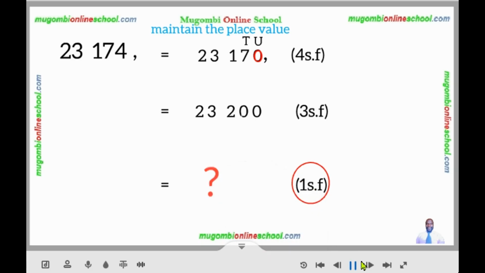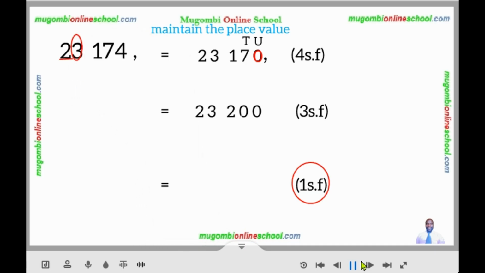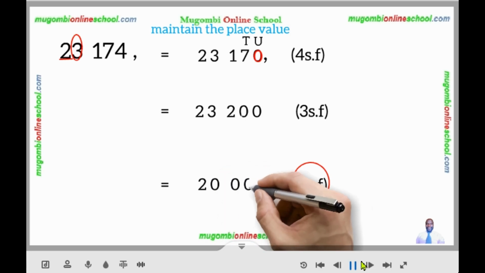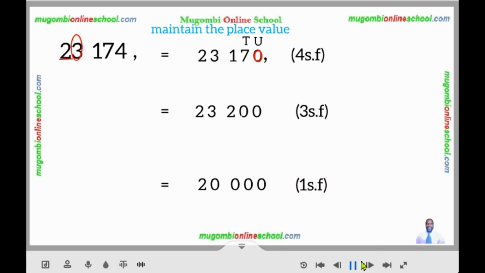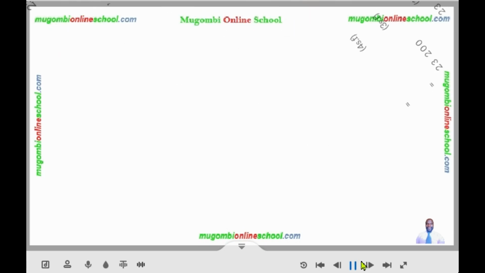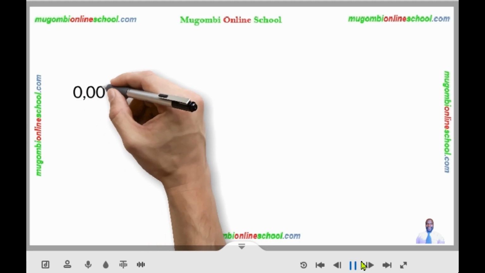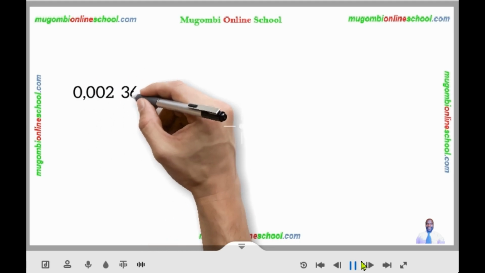And then to 1SF, what did you get? All right, to 1SF, the first non-zero digit is 2 as usual, and we simply count 1 digit and look at the next digit, which is 3, and below 5. So our answer becomes 20,000 to 1SF. I think you got it right. All right, another example. Pause this video and also work it out on your own before we revise together.